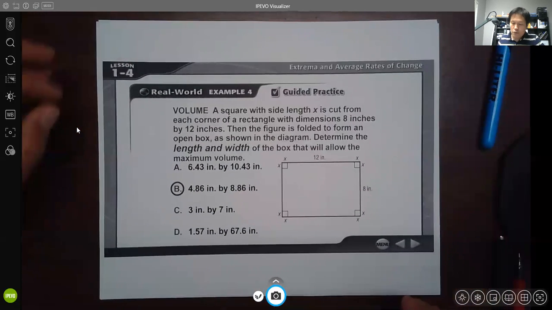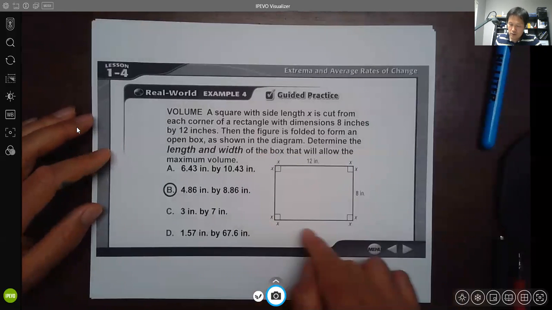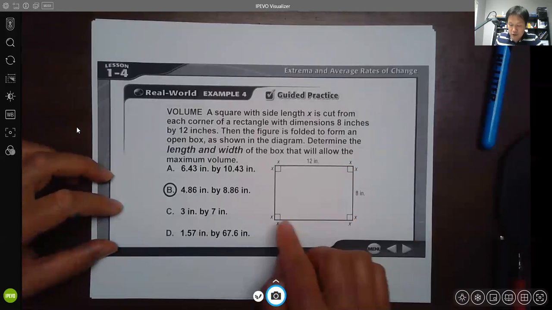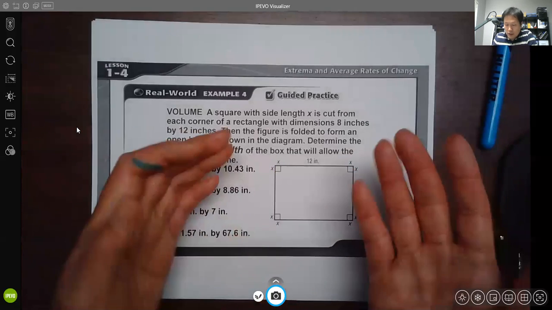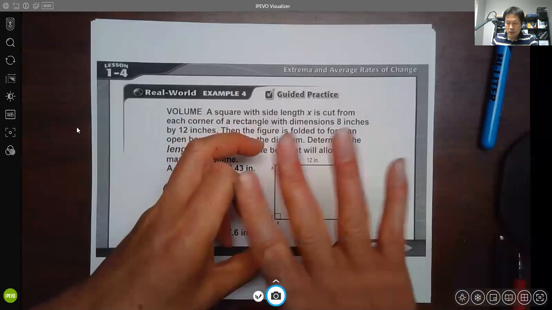Okay, a square with the side length of x is cut from each corner of the rectangle with dimensions 8 inches by 12 inches. Then the figures are folded to form an open box, as is shown in the diagram. Determine the length and width of the box that will allow the maximum volume. Okay, so here is the board, I would say. You're gonna cut right here, you're gonna cut right here, square, cut, and you're gonna fold, so you'll form a box and top is open.